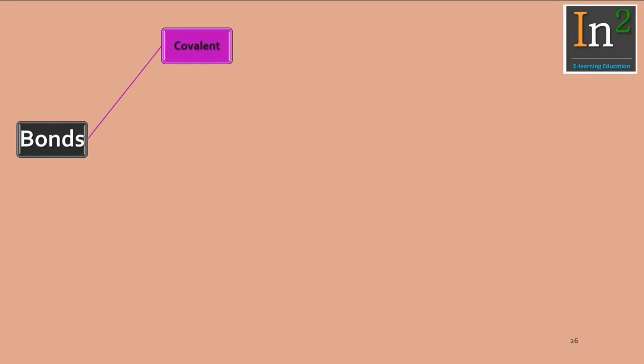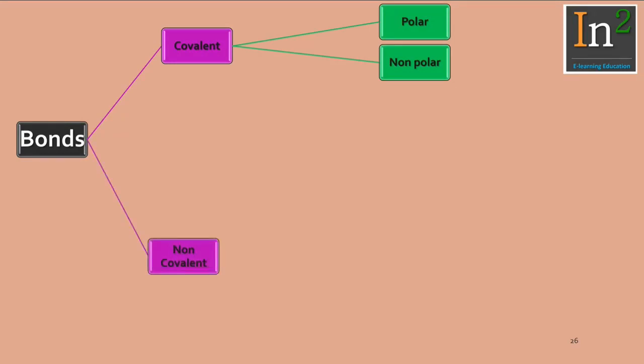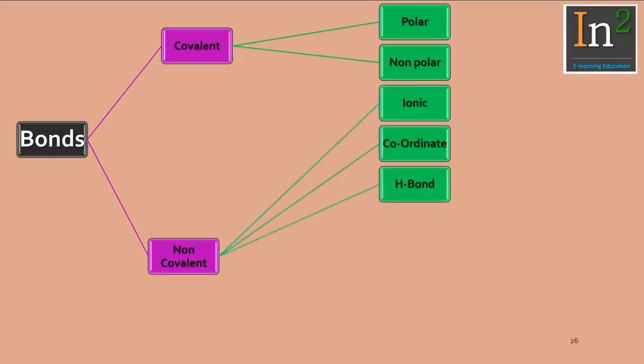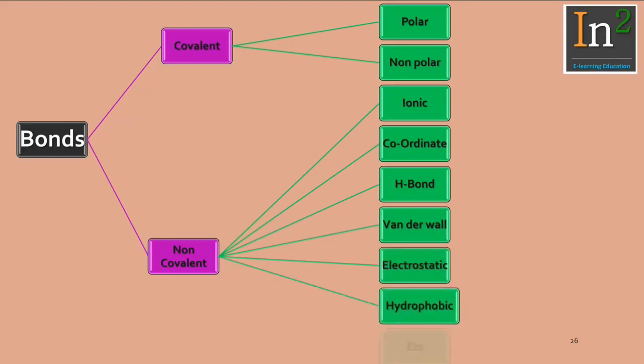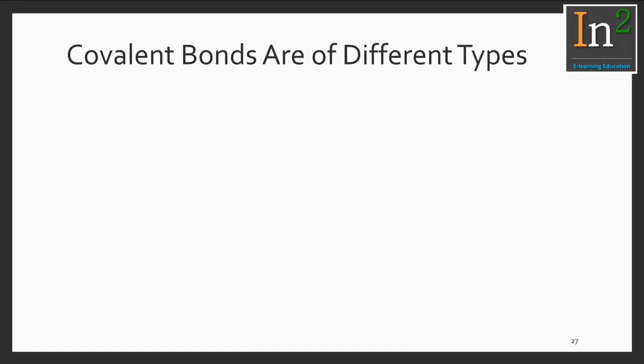For example, bonds can be covalent, and a covalent bond can be polar or non-polar. Or bonds can be non-covalent. While covalent bonds involve sharing of electrons, non-covalent bonds do not require sharing of electrons. These can be ionic, coordinate, hydrogen bonds, van der Waals interactions, electrostatic interactions, hydrophobicity and other interactions. Generally, non-covalent bonds are weaker and covalent bonds are the stronger ones.